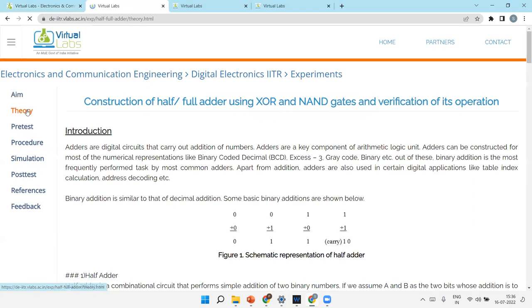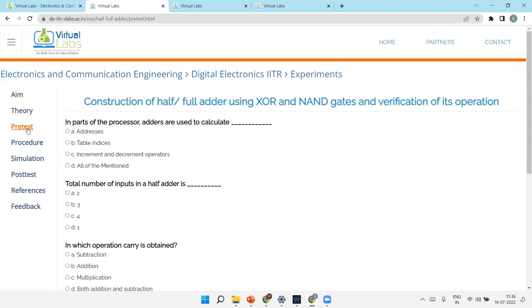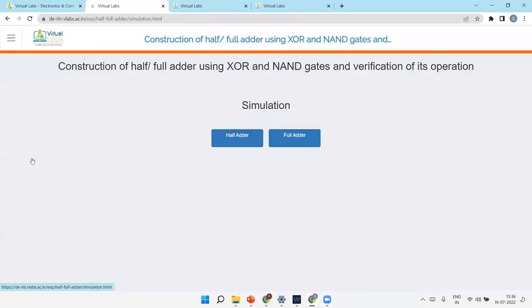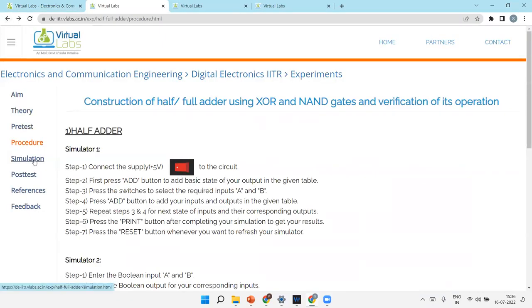They have theory, the full theory of the circuits, and they have pre-test, means you can check your knowledge where you are, the procedure, how to do the connection, simulations, okay. And then after simulation, post-test, means how much you have learned by this experiment. So that is a very good point for the virtual lab. Virtual lab is very good for beginners to know the circuits, okay.